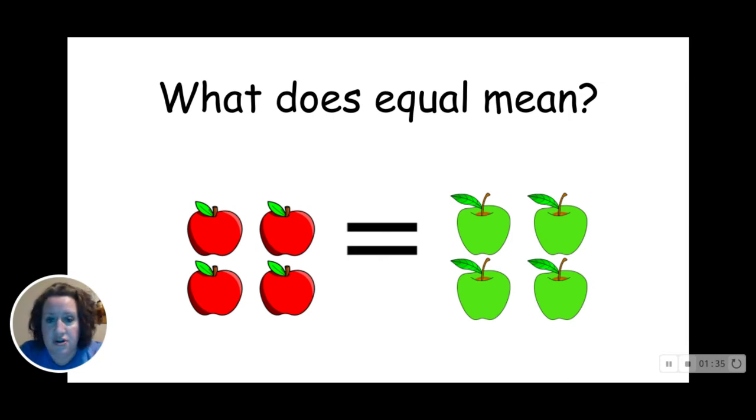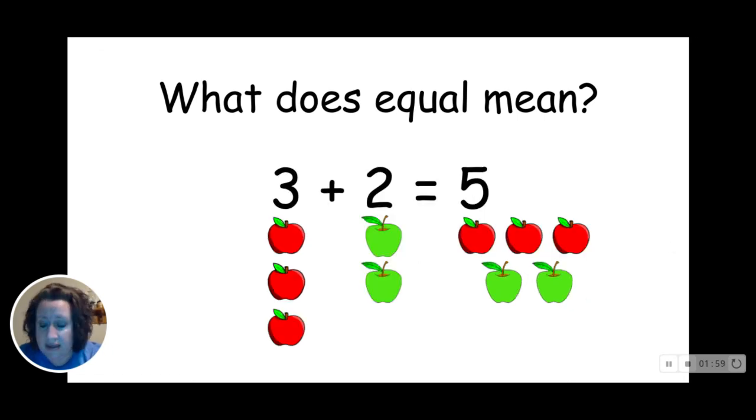Does this picture show an equal amount of apples on each side of the equal sign? Yes. There are 4 red apples on one side of the equal sign and 4 green apples on the other side of the equal sign. It doesn't matter what color they are. It's the same value, the same amount. When you look at an addition fact, the numbers on both sides of the equal sign have to have the same value in order for it to be right, in order for it to be equal.